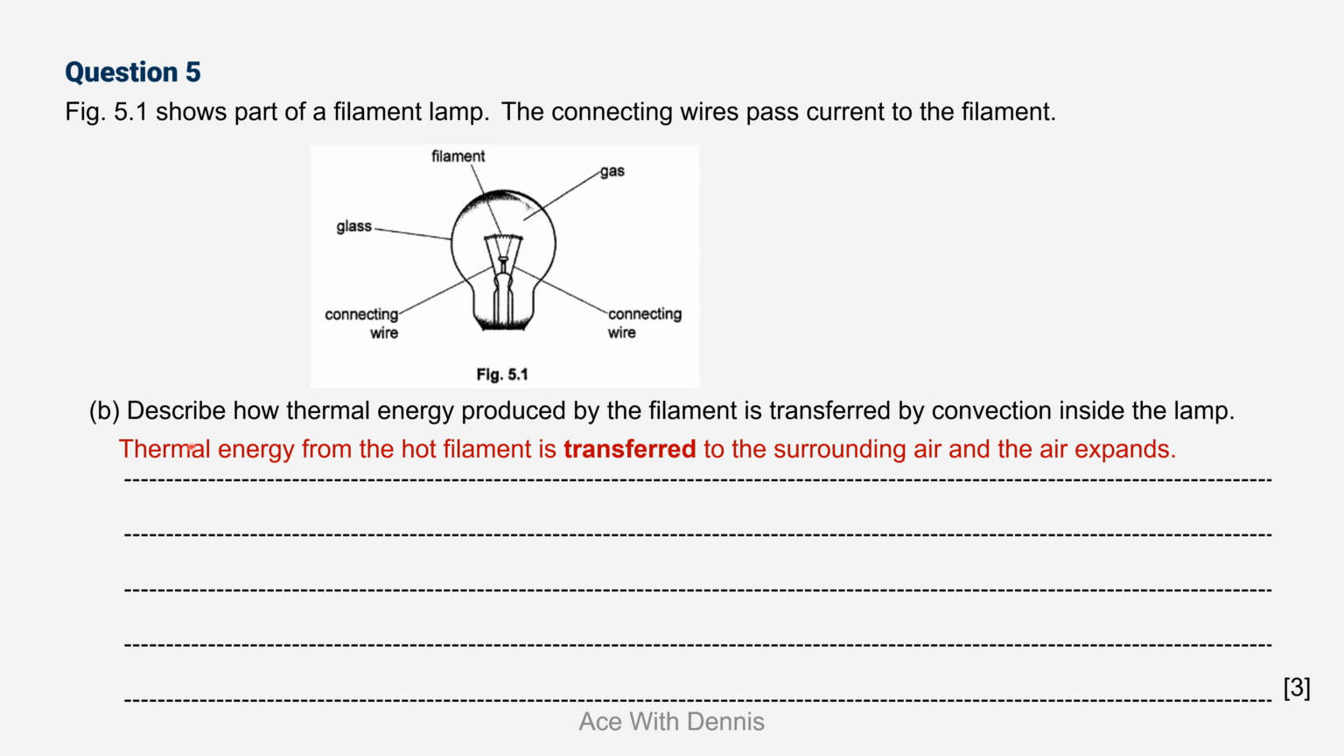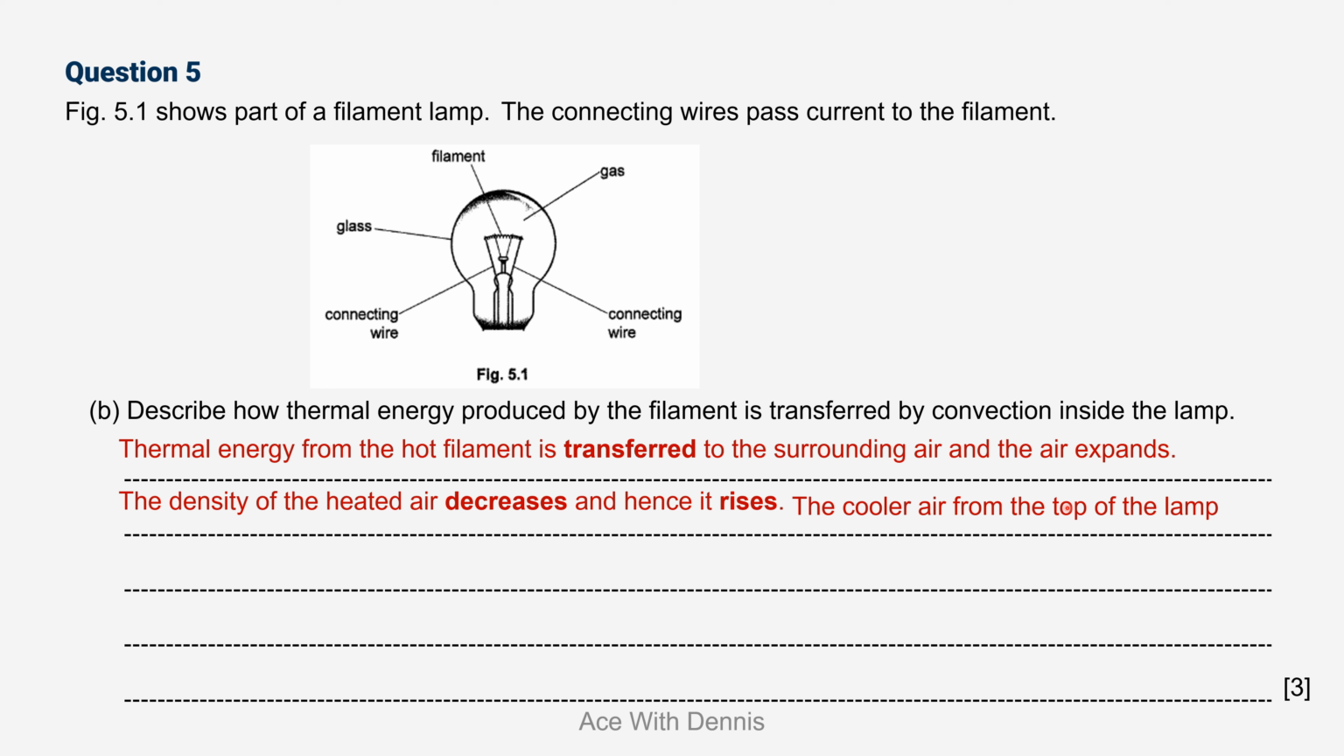First point you can mention is that thermal energy from the hot filament is transferred to the surrounding air and the air expands. The next point, since it expands, what happened? The density of the heated air decreases. So when the density of the heated air decreases, it will rise. The cooler air from the top of the lamp has higher density and hence it sinks. So when hot air rises, the cool air sinks, to fill up the empty space left by the heated air, because the heated air has risen.